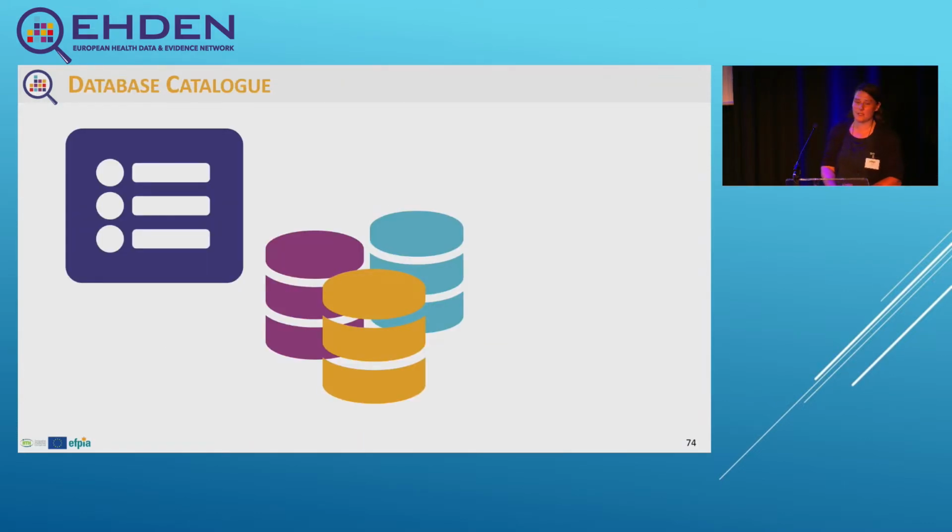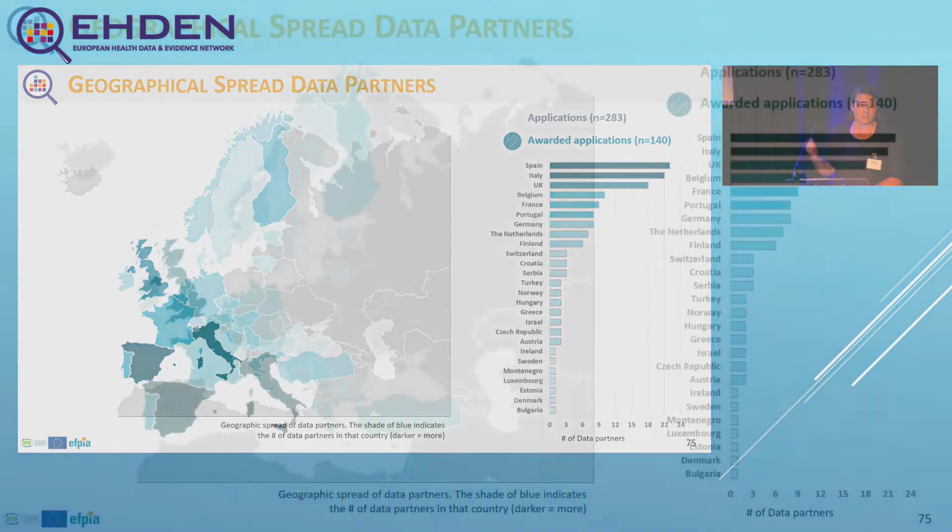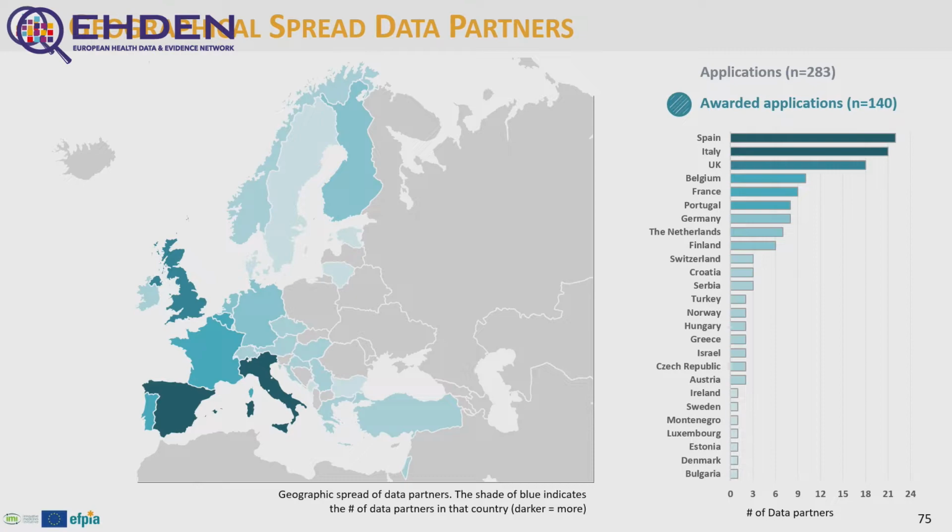Okay, but now coming to the database catalog, because this is probably what all of you are interested in. The question is, what is the catalog and what kind of information can you find there? Generally speaking, the information you find there is about the EHDEN data partners. As Peter already explained in the beginning, in the last five data partner calls, we awarded 140 data partners from 25 European countries. All the data of those databases you want to make available and findable.